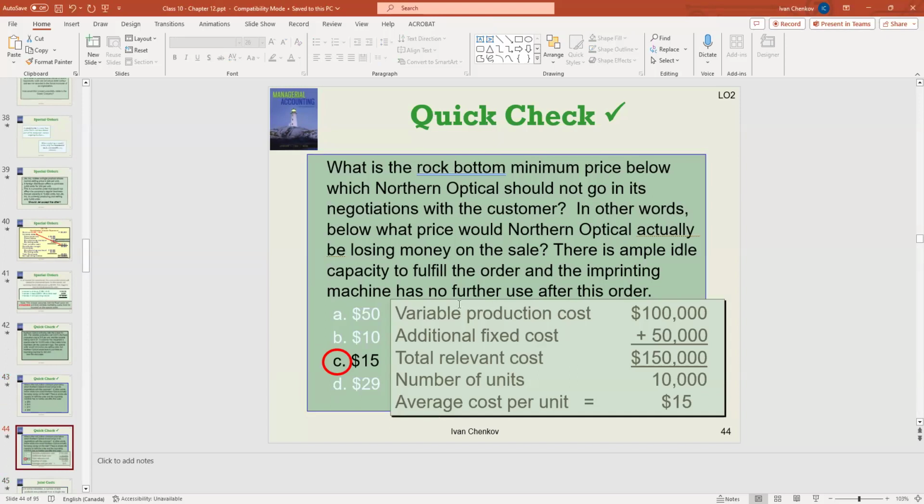So this company, again, we went with the cost per unit, and they went with the total cost. If they want to produce those 10,000 units, their variable cost will be $100,000 plus the additional fixed cost of $50,000. So the total relevant cost will be $150,000, divided by 10,000 units, which is $15 per unit.